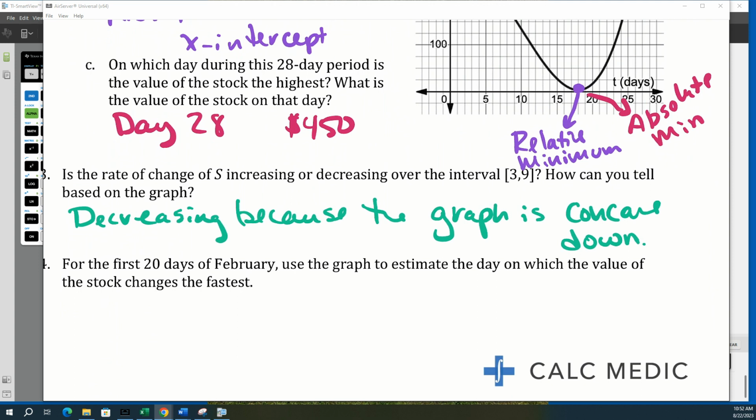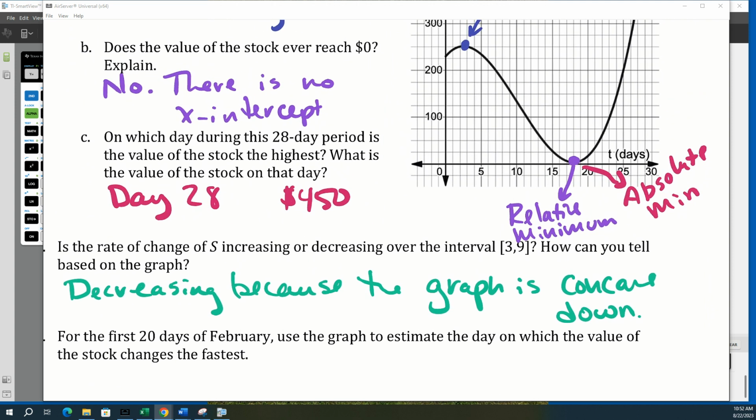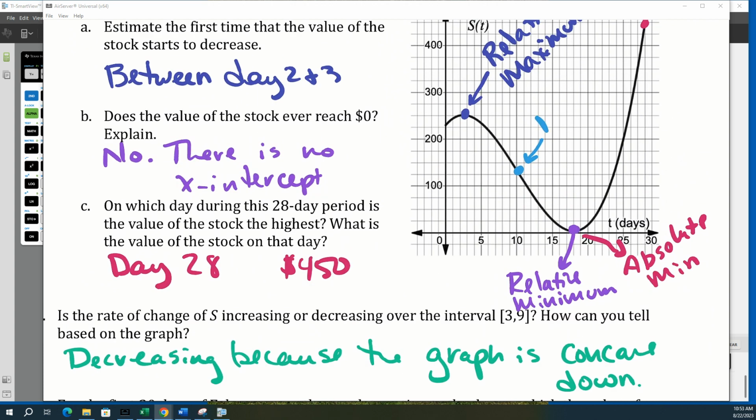All right, and then for the first 20 days of February, use the graph to estimate the day in which the value of stock changes the fastest. So what do you guys think? First 20 days. What would you guess? I guess 10. That is an actual special point. Do you remember what it's called? This is where the graph is changing from concave down to concave up. Point of inflection. Very good.